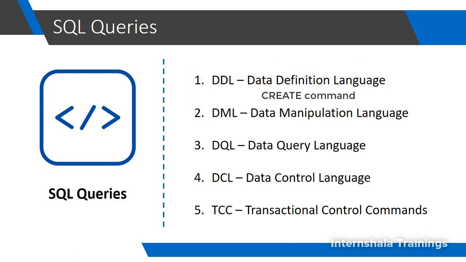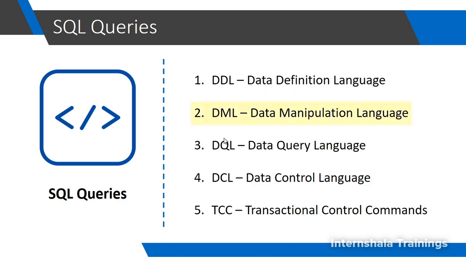First is create table name, which will create a particular table in the database. Then comes alter, which will be used to alter the columns in any table. Then is drop, which is used to delete a particular table from the database.